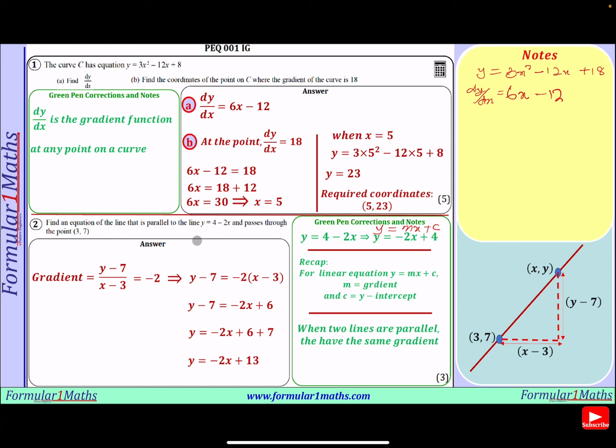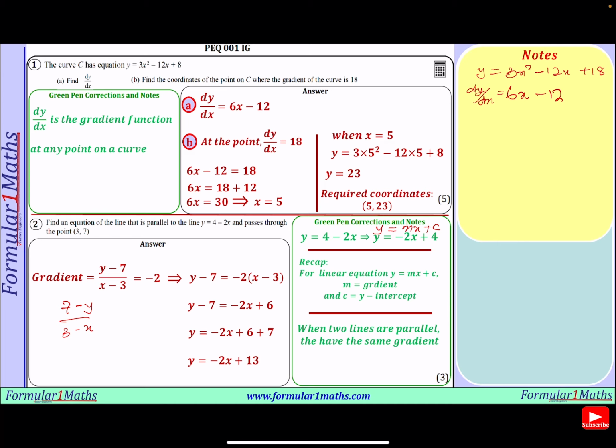I could have also written 7 minus y over 3 minus x, and I would have got the same result. Now let me show you the other way of finding this equation.